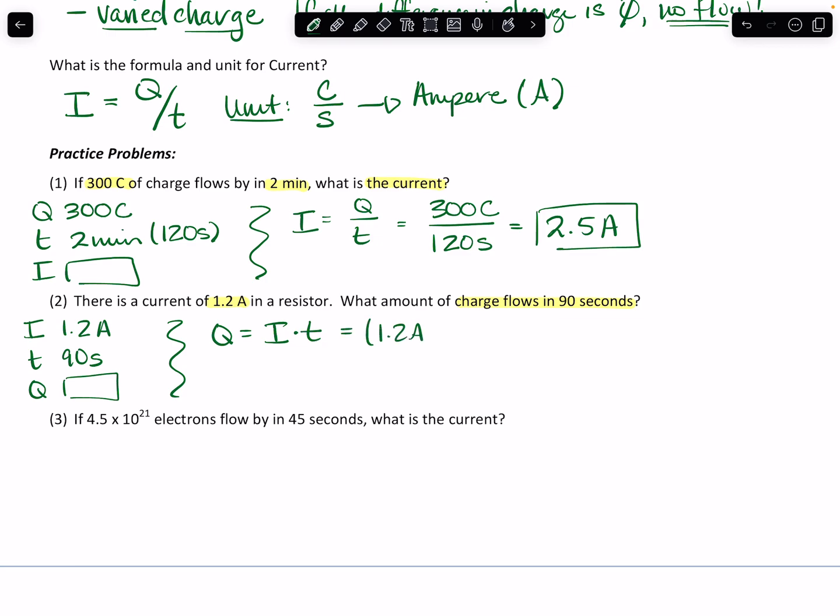So 1.2 amps times 90 seconds. Yeah, here we didn't need to do a time conversion because it was already in seconds. All right, so we have 108 coulombs of charge that are moving here.